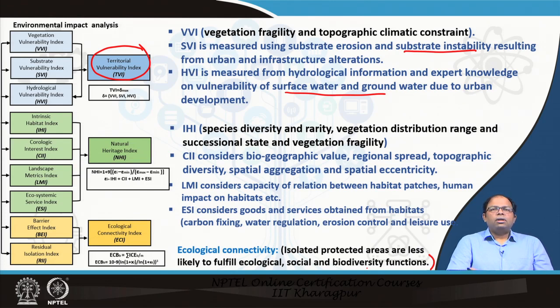So this gives us an idea that we can create very complex indexes using different factors, as you can see in this particular case, where we are trying to evaluate the ecological impact of urbanization, and this kind of complex index could also be created to ultimately generate land suitability maps.